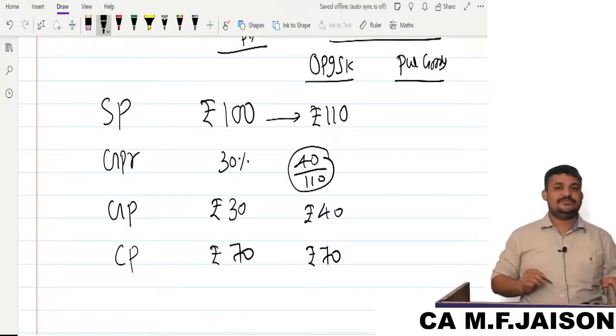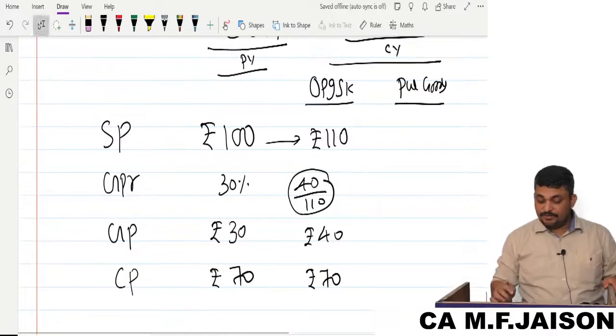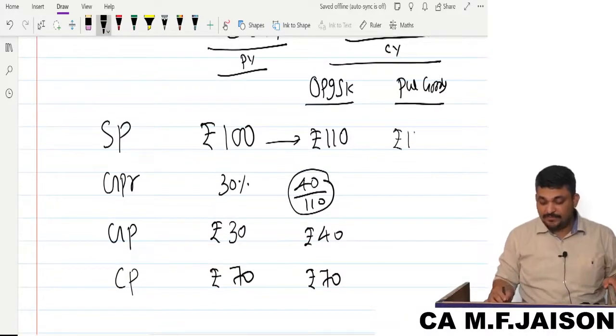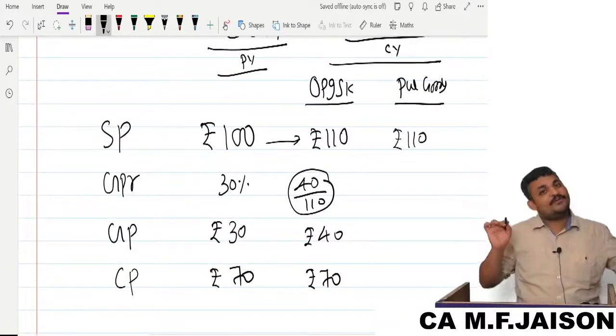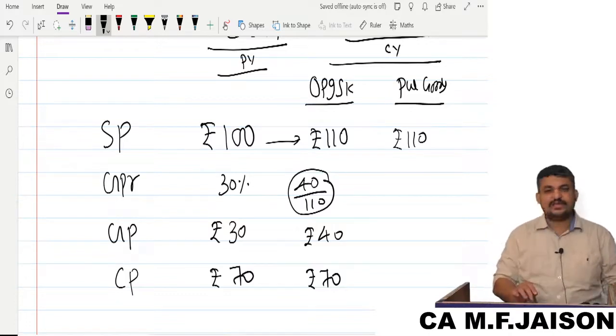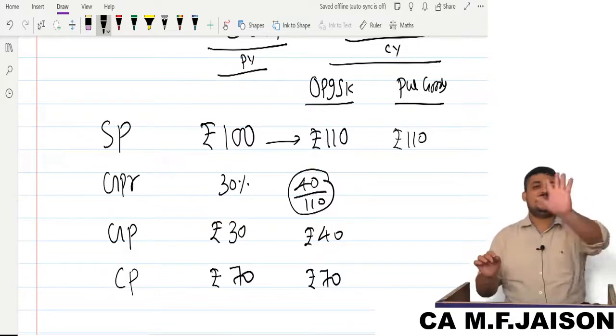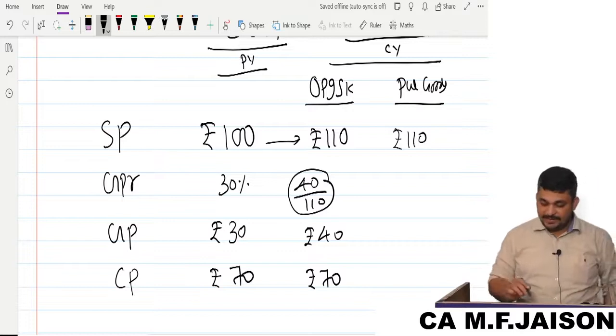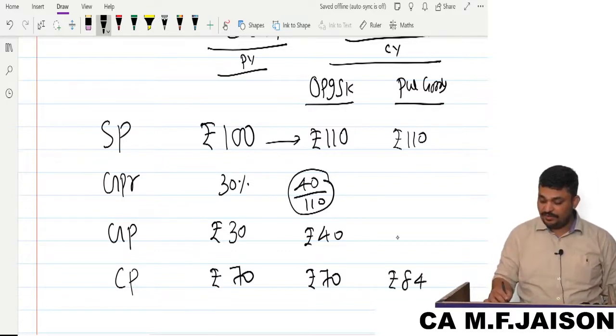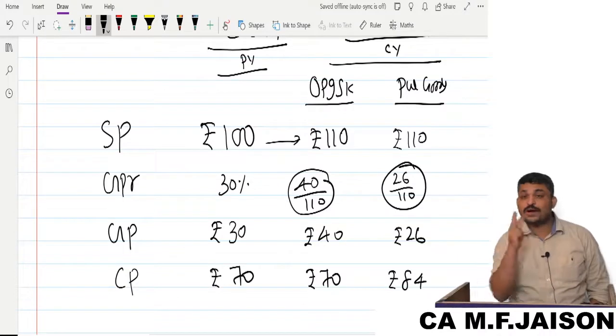This is the margin. Similarly, on the purchased goods, what happened? Sale price will be 110, that is, from the previous year, whatever goods are sold in the current year, extra 10%. So 110. But cost price has increased by 20%, to 84. So the profit becomes 26, and that way it is 26 by 110. Like this, two margins exist.